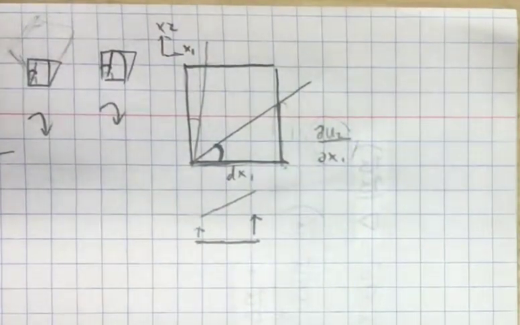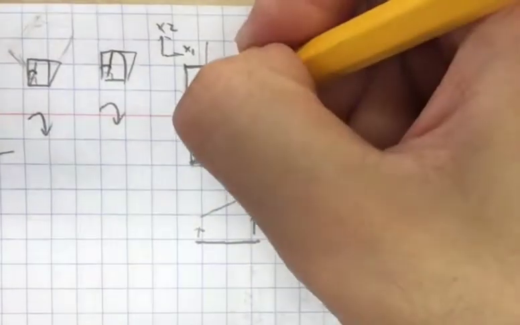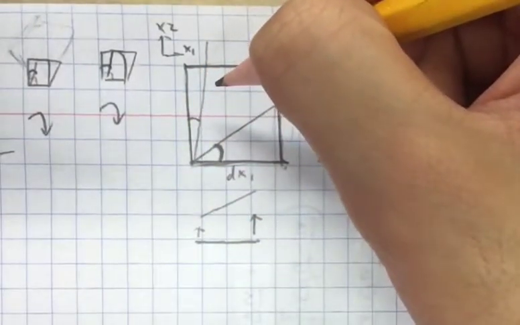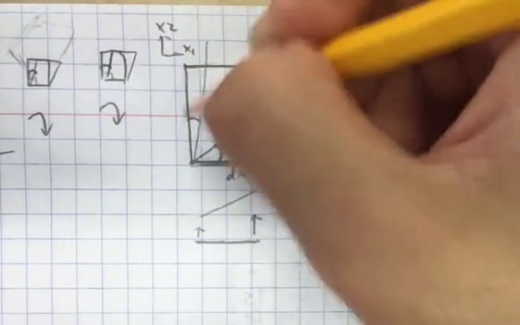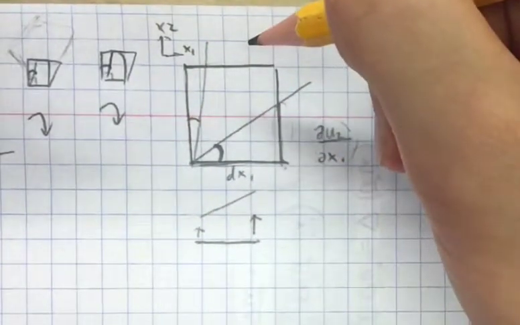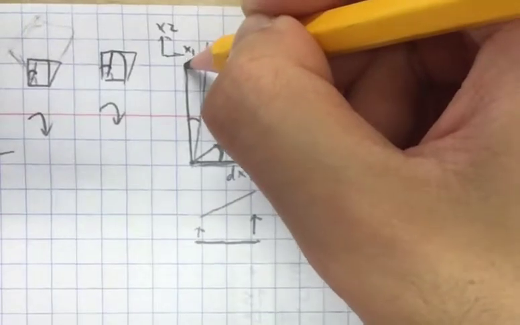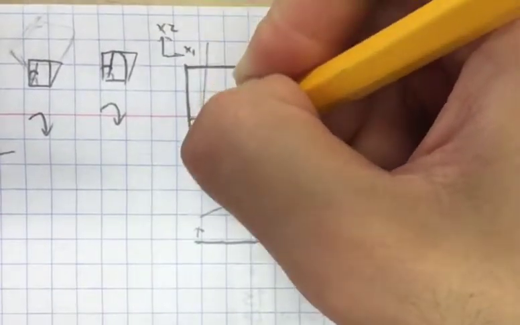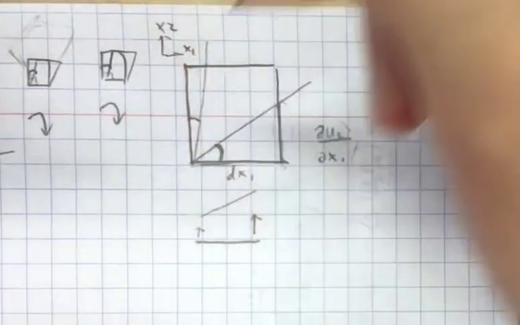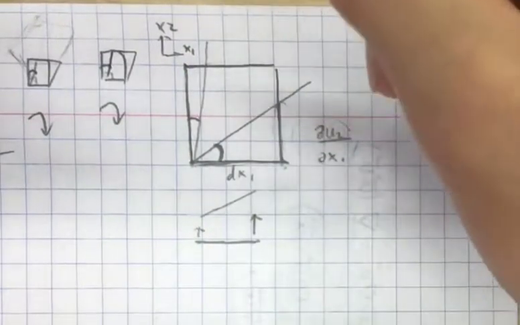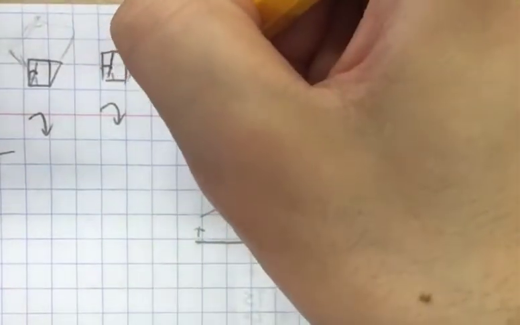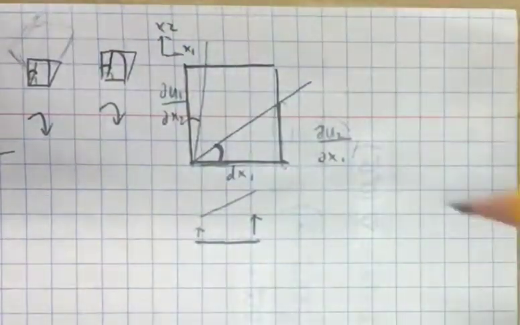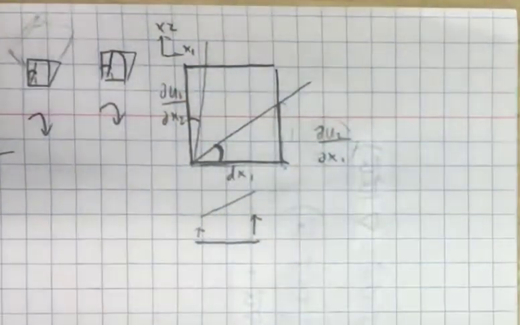So how can we represent this angle beta? Same reasoning, right? This beta is formed because the u1 here and the u1 here can have a difference. That is, u1 can have a difference in the x2 direction. So this angle can be represented as du1/dx2. Okay, so this is this angle.